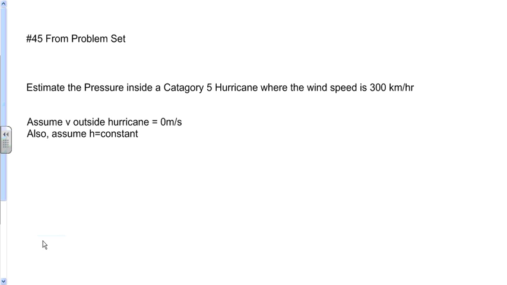This is part 2 of the fluid mechanics problem set videos. In this problem, we're going to do number 45 from the problem set. So, they want us to estimate the pressure inside a Category 5 hurricane where the wind speed is 300 kilometers per hour. So the necessary assumptions for this problem are, we're going to assume that the wind velocity outside the hurricane is 0 meters per second, and we're also going to assume that we're taking these measurements from the same height, so therefore the height is constant.